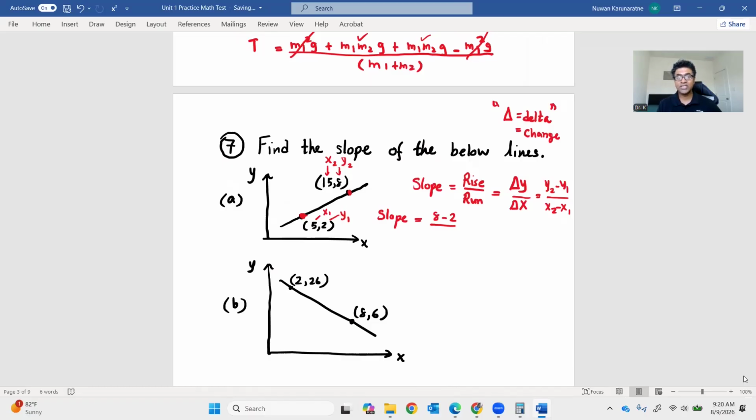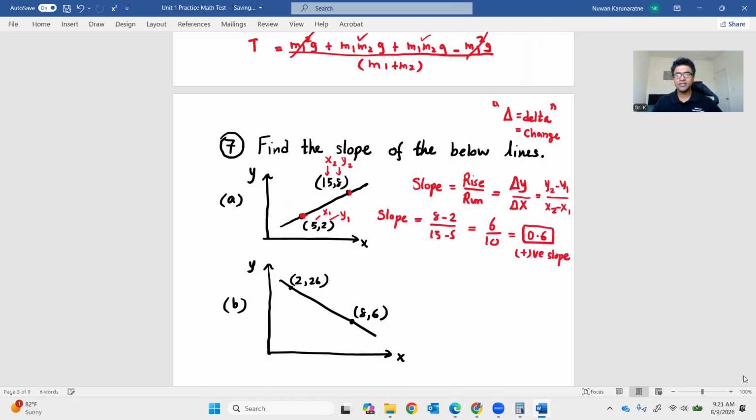That's why I got 8 minus 2, and then I can have 15 minus 5. So then 6 over 10, we can further simplify that, 0.6, you can write it as a decimal, 0.6. Now the next one, and then you can see that's a positive slope. So this is a positive slope.